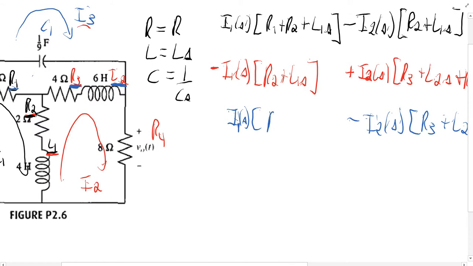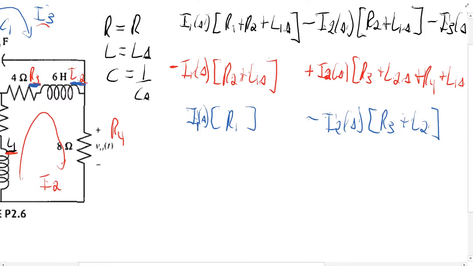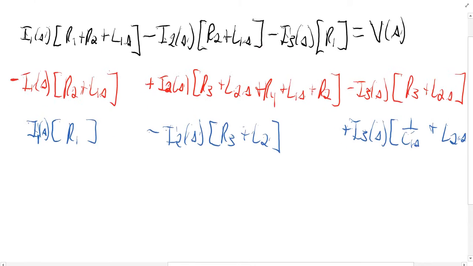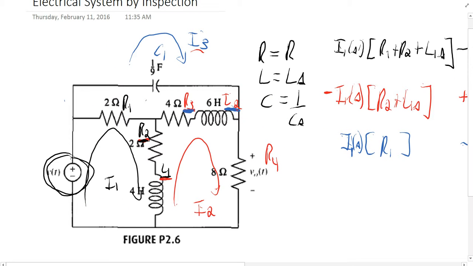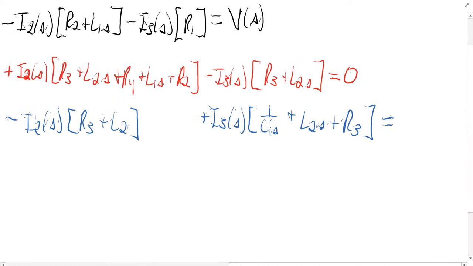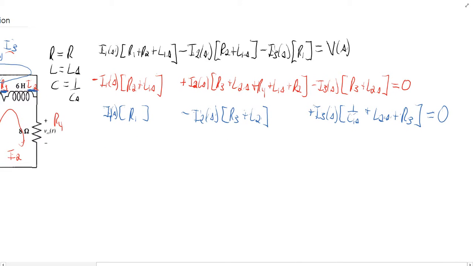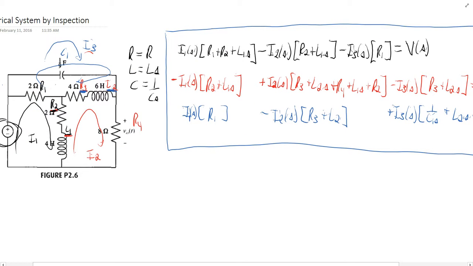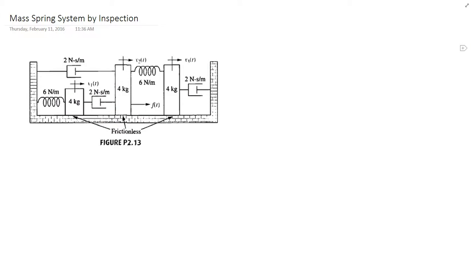So we write R1 right here, and now we finish with our left side of the equation, and now we gotta look at the inputs. Within the loop there are no current or voltage sources, so the equation is equal to 0. And these three are gonna be your system of equations, and then you can apply Cramer's rule or whatever the problem asks for. Now in a similar fashion, we can also study mass spring systems.